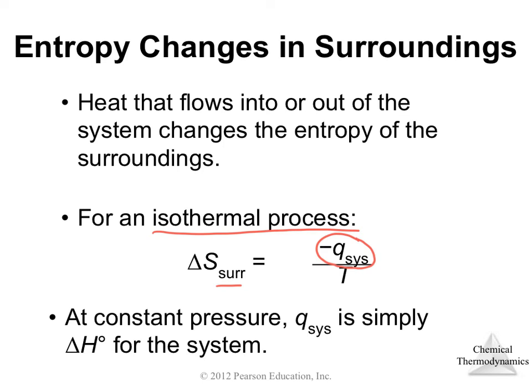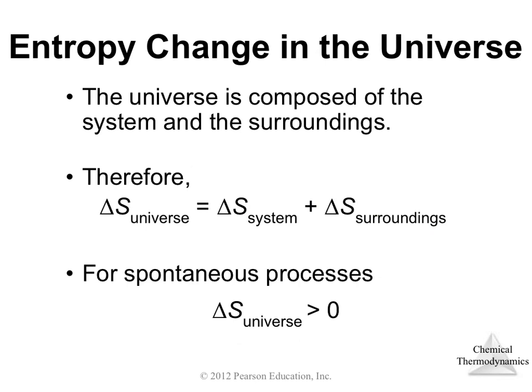So we can calculate the entropy change of the surroundings as well. The universe is the system and the surroundings both together, and so if we're looking at a change in entropy of the universe, we have to take into consideration the system and the surroundings, so we would add both those entropy changes together. And for a spontaneous process, the change in entropy of the universe is going to be greater than 0. Okay, so a spontaneous process is going to increase the entropy or the randomness of the universe.